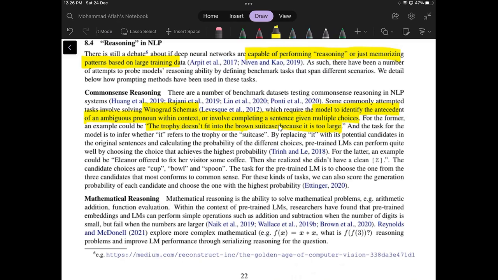So by replacing the word it with its potential candidates in the original sentence and calculating the probability of the different choices, pre-trained language models can perform quite well by choosing the choice that achieves the highest probability.